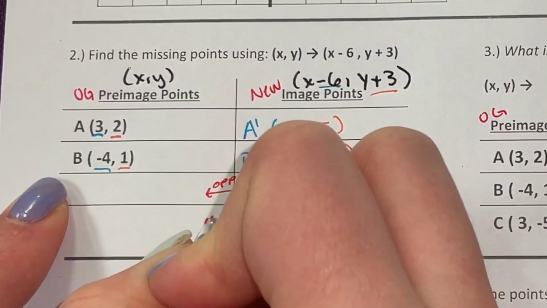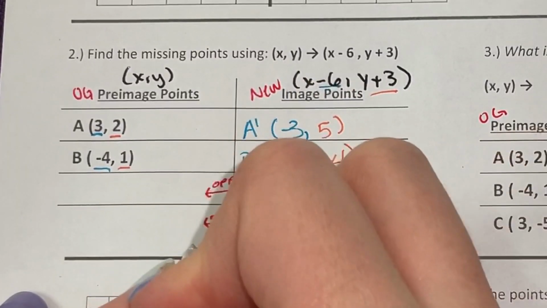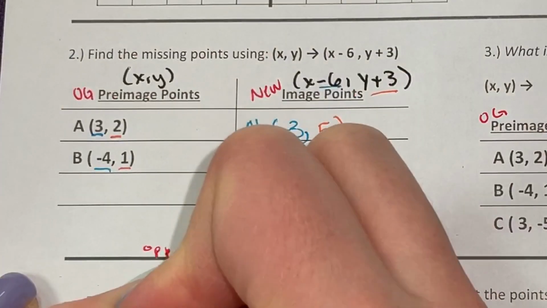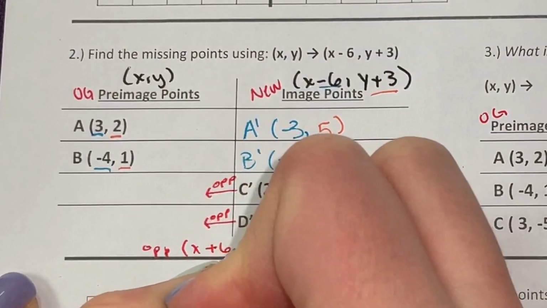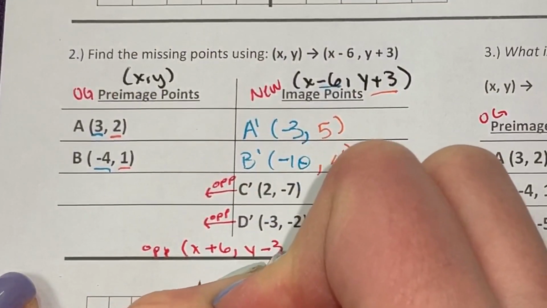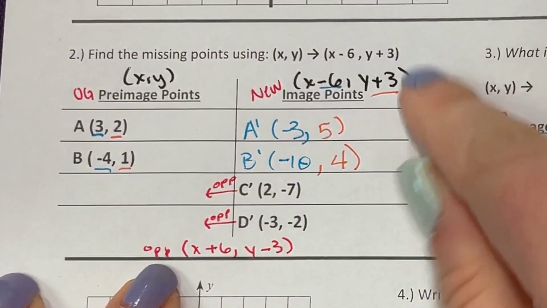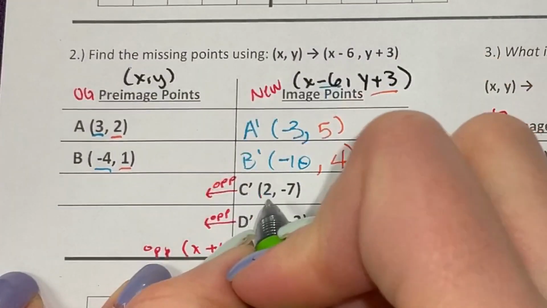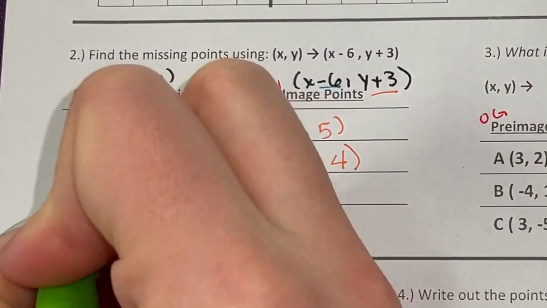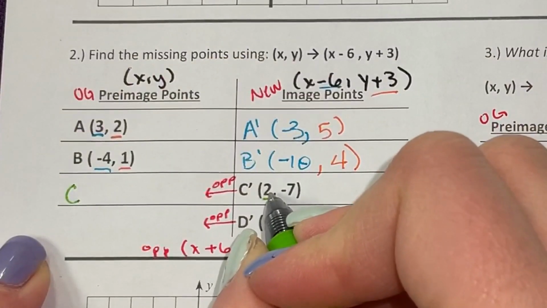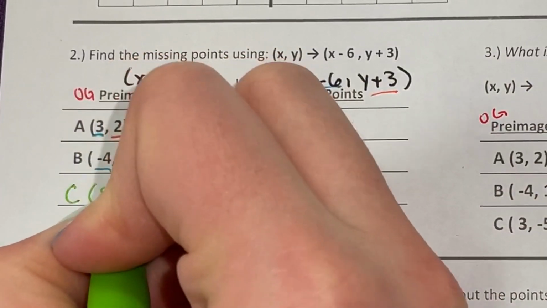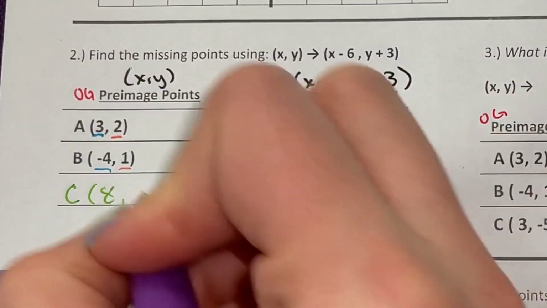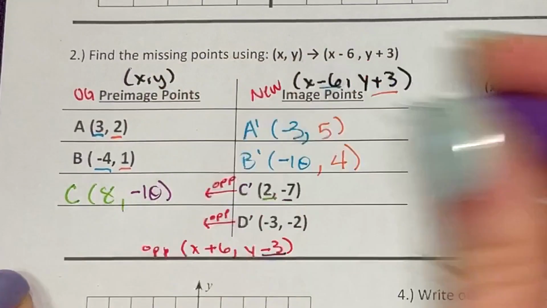The opposite. So let's write this on the bottom here. If we're going in the opposite direction, we have to do x plus 6, and we have to do y minus 3. Okay, so make sure you write that down. So when I do this in my calculator, let's start with this x here. So for C, we have to do 2 plus 6, so that gives me 8. For the y, we have to do -7 minus 3, which gives me -10.